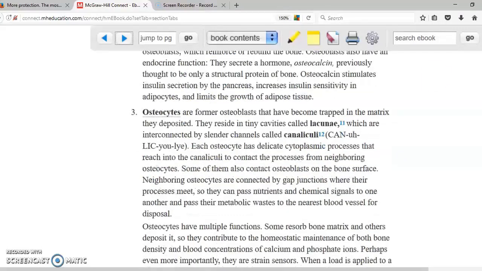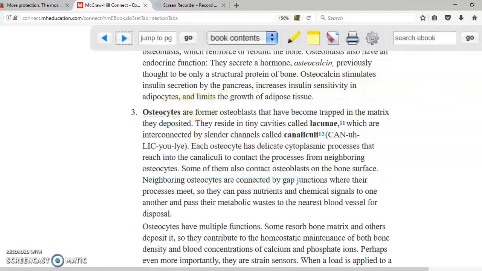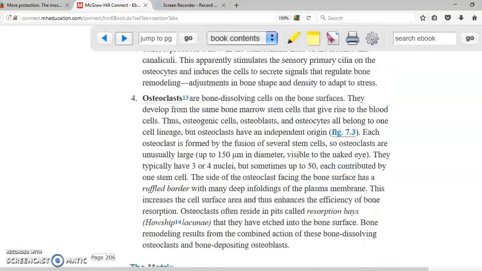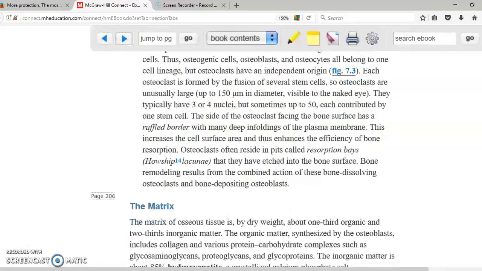The next one is osteocyte. Osteocytes are osteoblasts that have become trapped in the bone once the osteoblast builds the bone. The next one that we're going to have is the osteoclast. The osteoclast is going to destroy the bone. Not only that, but the osteoclast is going to help us reshape our bones.